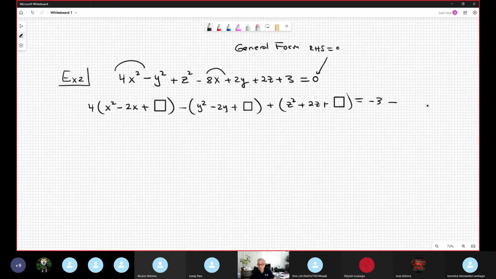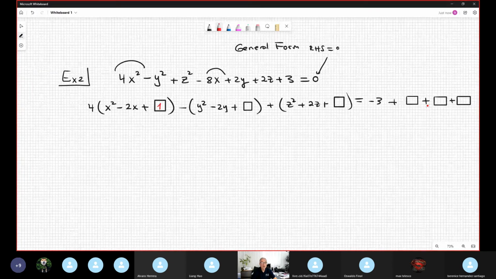Yes. Plus 3 boxes. Wow. Because I am doing 3 completed squares. It is obvious that the first one is 1. Actually, on the right-hand side it is 4, because you have 4 multiplied here. This again is 1. Wow, everything is 1. Nice. Because 2 divided by 2 is 1, squared is 1.